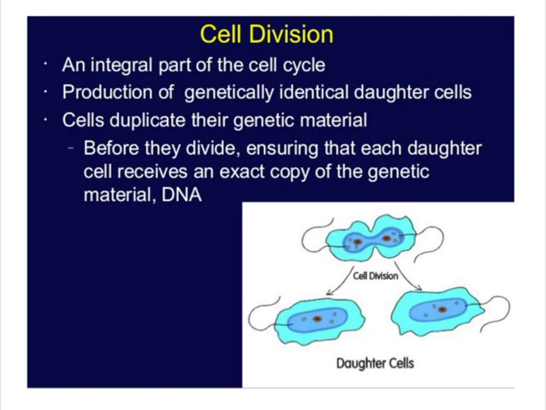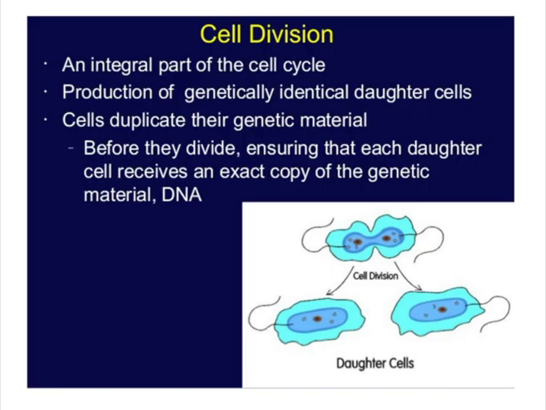What is mitosis? Cell division by mitosis is an integral part of the cell cycle. The production of genetically identical daughter cells by cell division is called mitosis. Here the cell duplicates its genetic material before it divides, ensuring that each daughter cell receives an exact copy of the genetic material. The genetic material is called DNA.